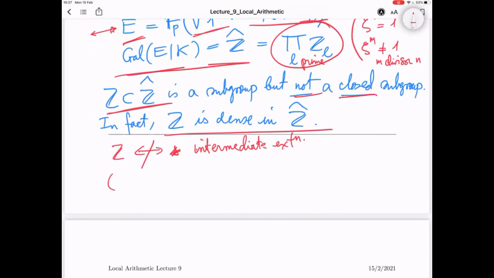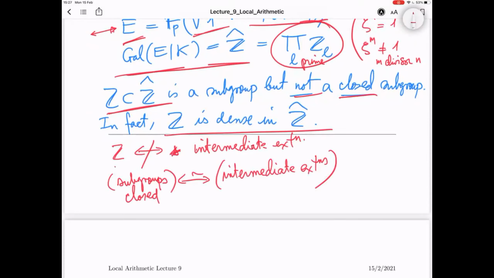As I said, there's a bijection between subgroups of the Galois group and intermediate extensions. Here it has to be closed subgroups when the extension is of infinite degree. And Z would not be in this set of closed subgroups.